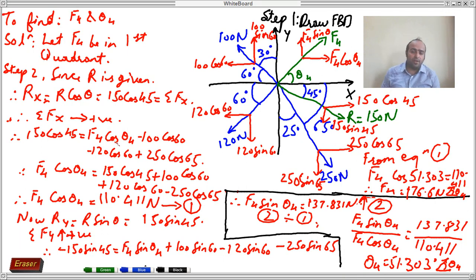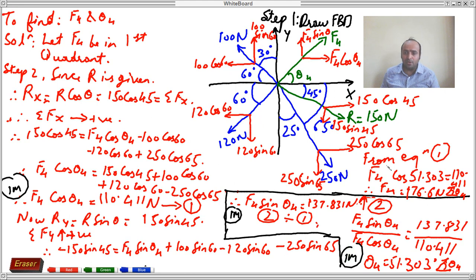So friends, the marks distribution basically for this problem is going to be one by one. Let me write it. It's for 4 marks. So of course the first equation along with the values, F4 cos theta 4, whatever you will be getting, will be giving you 1 mark. Similarly F4 sin theta 4, along with the calculation, will be giving you 1 mark. The value of theta 4 you will be getting 1 mark, and the value of final F4 you will be getting 1 mark. Along with this, even the marks of the free body diagram are going to be considered.